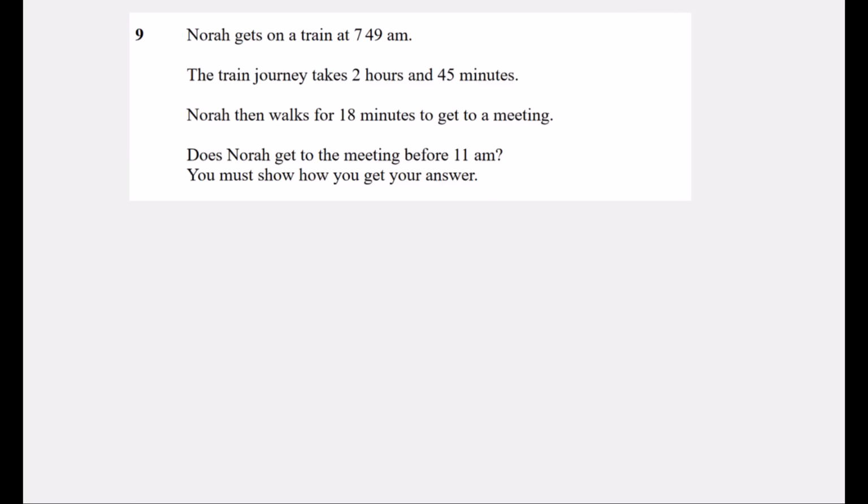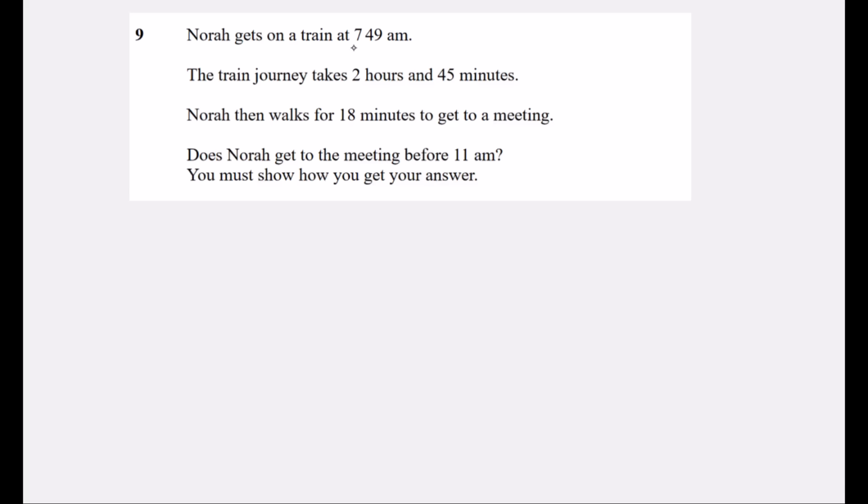Question 9. Nora gets on a train at 7:49 in the morning. The train journey takes 2 hours and 45 minutes. Nora then walks for 18 minutes to get to a meeting. Does Nora get to the meeting before 11 a.m.?